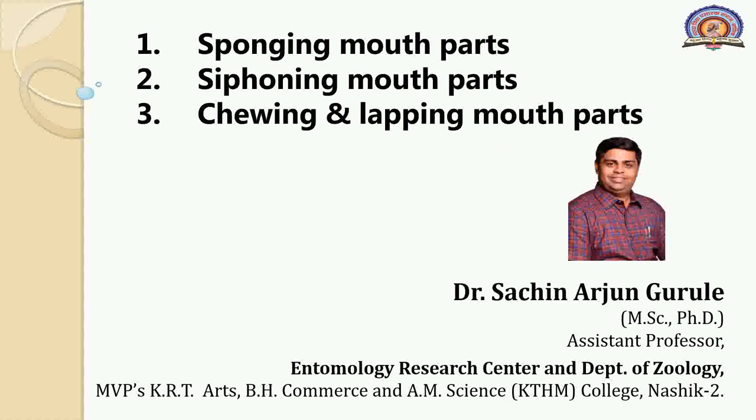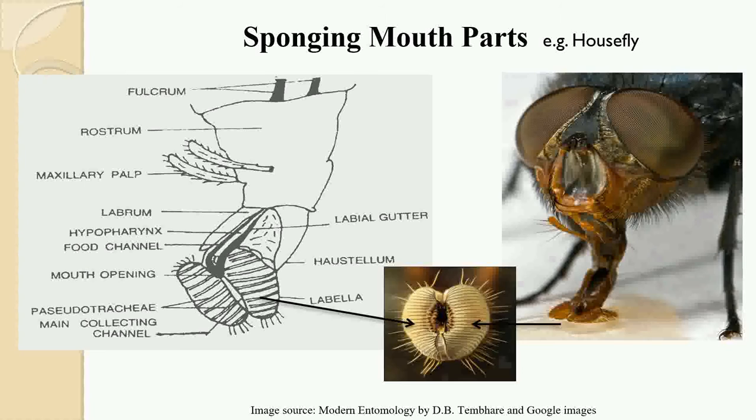Now today in this video we are going to learn three other types of mouth parts found in insects. First one is the sponging mouth part, second one is the siphoning mouth part, and third one is the chewing and lapping mouth parts. So let's see first of all, one by one, the sponging kind of mouth parts.